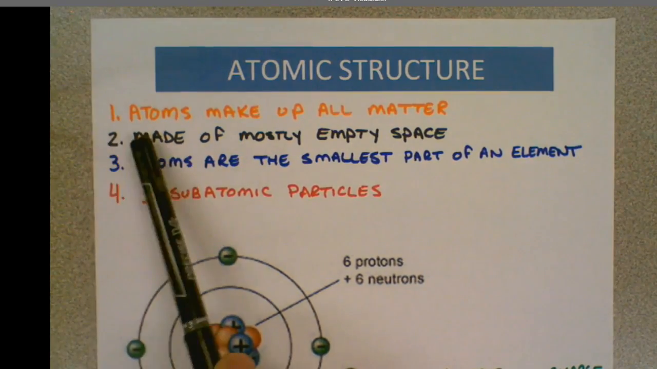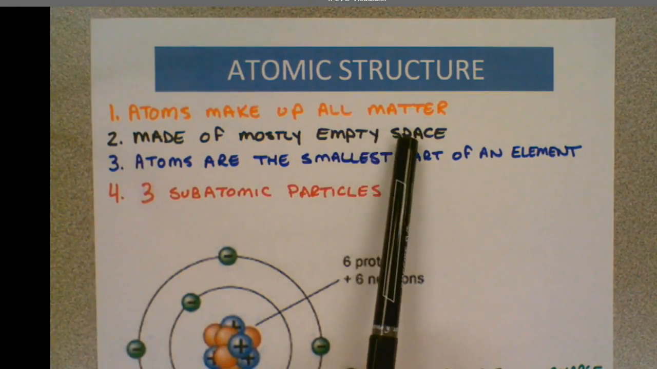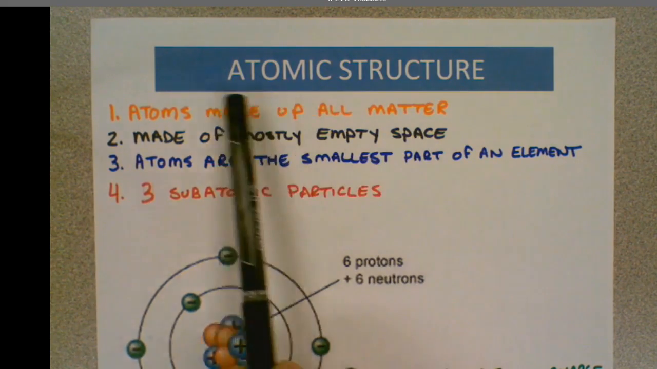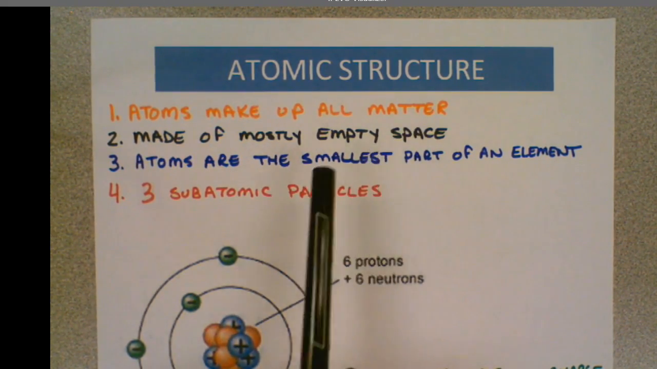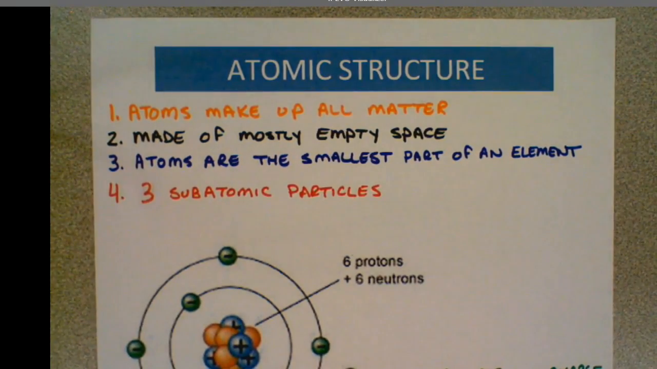So it says atoms are made up of matter. So all atoms are made up of matter, and matter is the stuff that you see around you. So it is liquids, solids, and gases. All of those things are made of matter. Our bodies are made of matter. They're made of atoms and molecules that build the matter of our body.